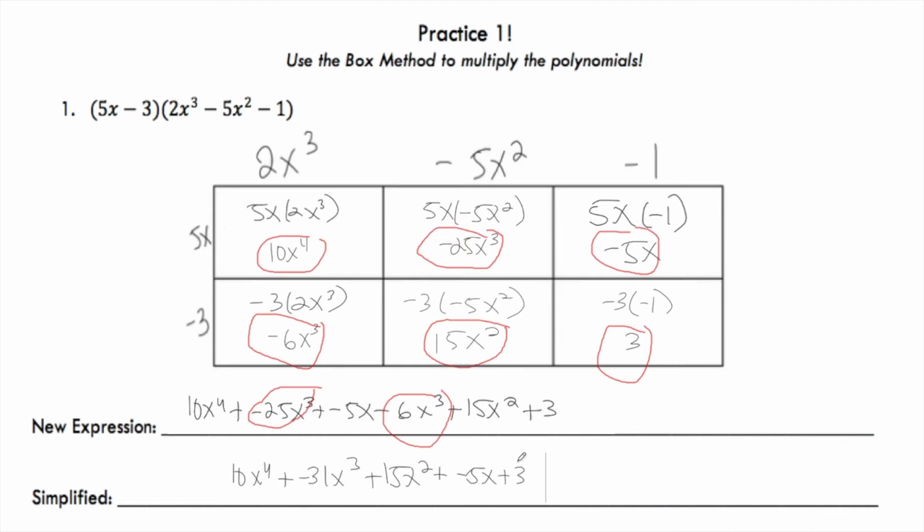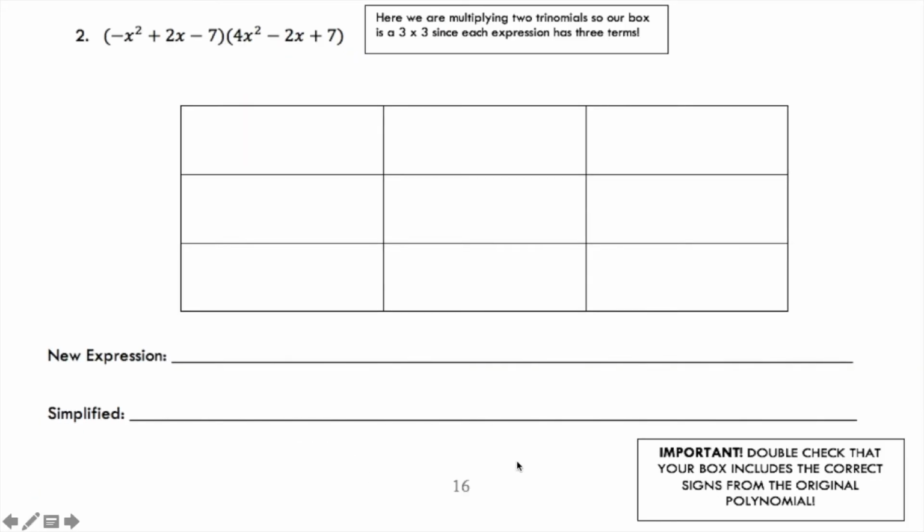All right, we're going to do one more problem all together to really understand this box method. So here we're leveling up a bit. And we're going to multiply two trinomials together. It might seem intimidating, but with the box method, it's really not that hard. We're just adding another term, which means we're adding another row to our box that we're multiplying.